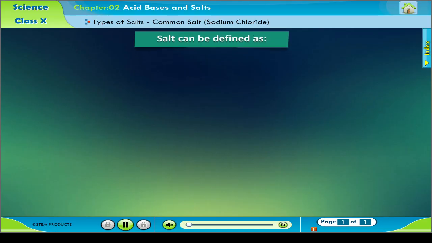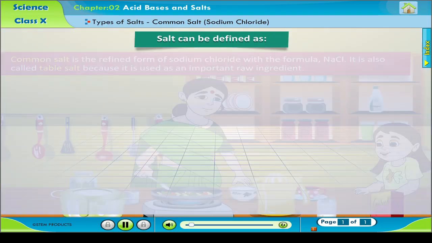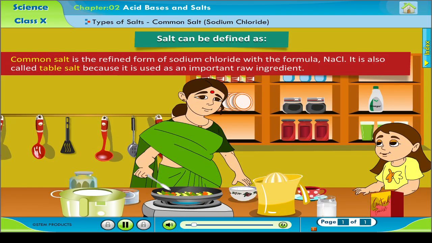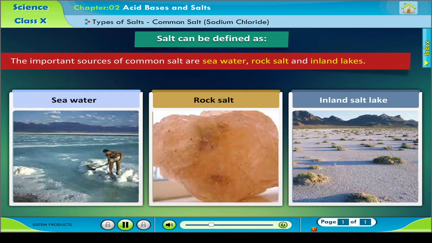Salt can be defined as: common salt is the refined form of sodium chloride with the formula NaCl. It is also called table salt because it is used as an important raw ingredient. The important sources of common salt are seawater, rock salt and inland lakes.